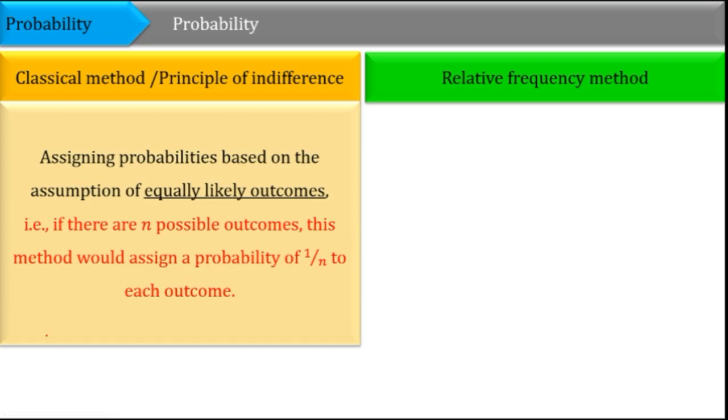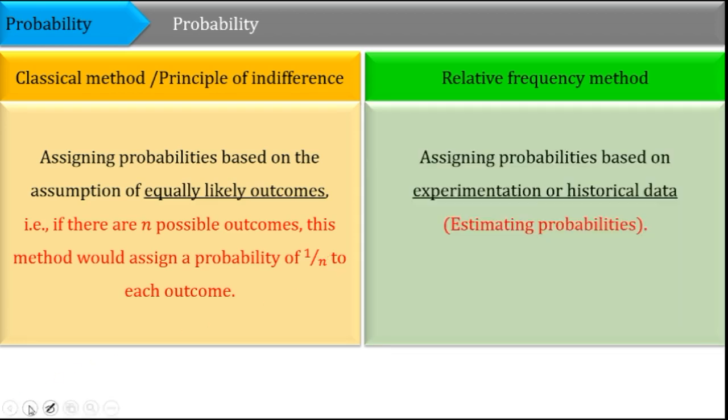Now, classical method, as I said, we treat all outcomes as equal, so we have equally likely outcomes. So that means the probability of a specific outcome will be 1 over n if the sample size is n. Now, please note that this lowercase n refers to a sample, but it will be valid for a population as well. Right, the relative frequency method, we'll either have an experiment or historical data, and that means we're estimating probabilities.